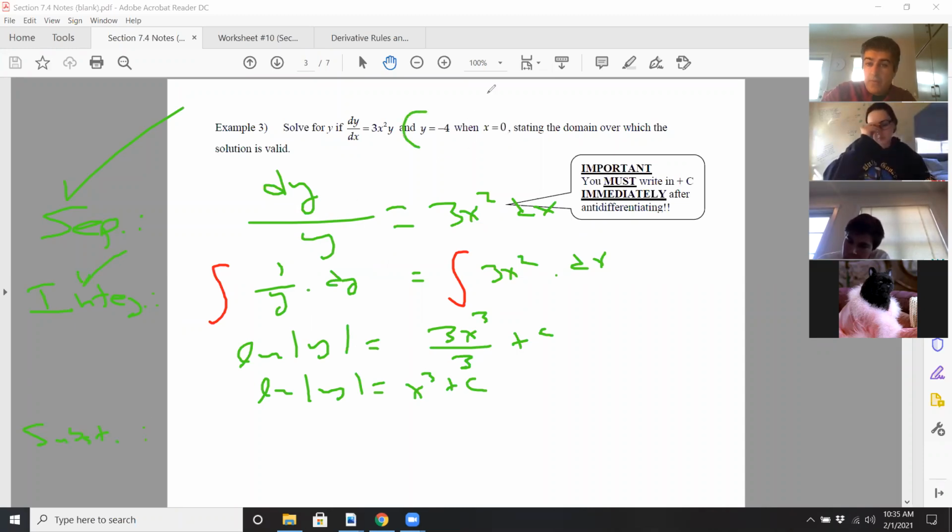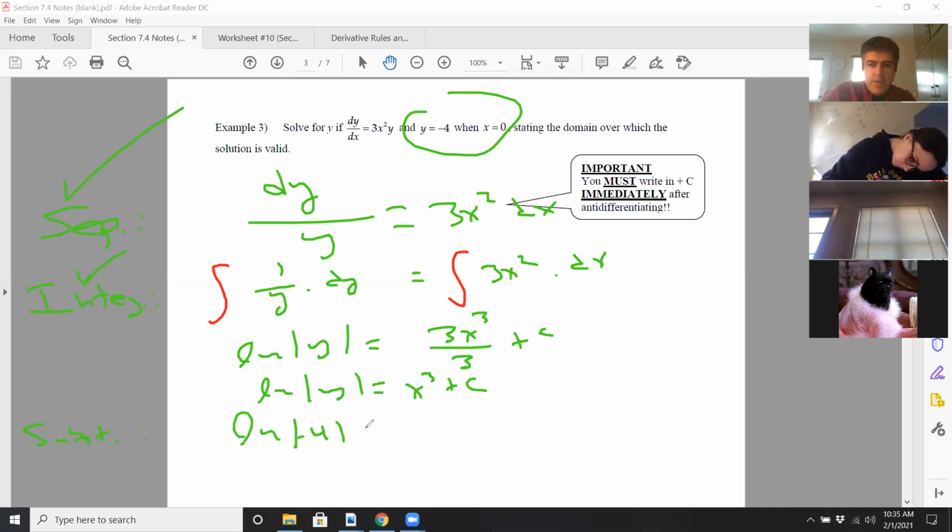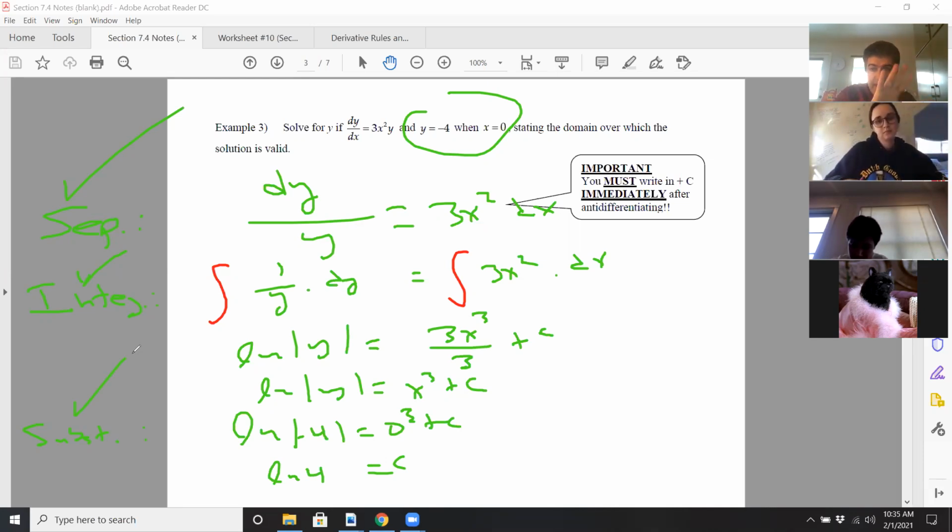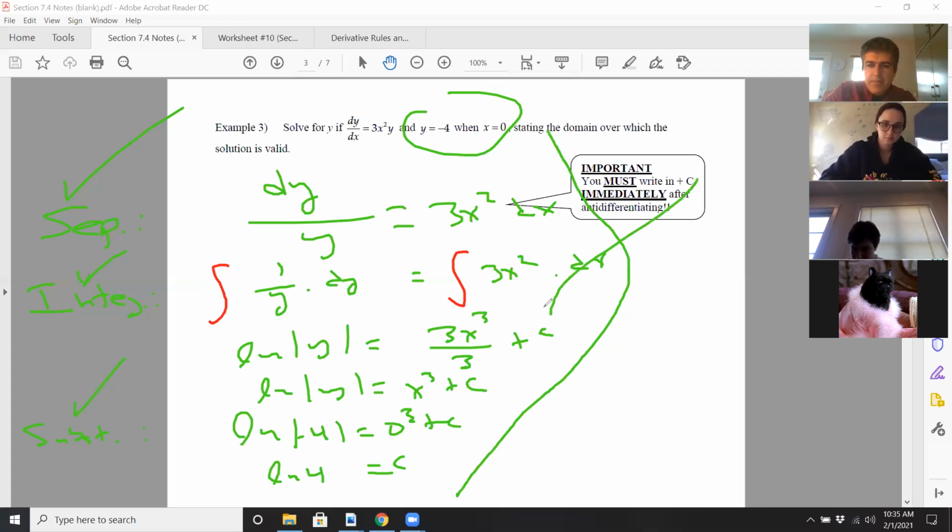Substitute your initial values. So natural log of the absolute value of negative 4 equals 0 cubed plus c. So c is natural log of 4. Check that one off. That's going to be most of your points on the AP for this kind of problem. Once you've done that, you've got most of the points, just so you know. Now then we have to solve for y, right? And I did put plus c in right away. I did that after I integrated, so I made sure I followed through on that.